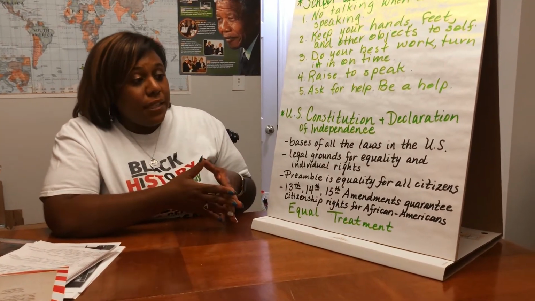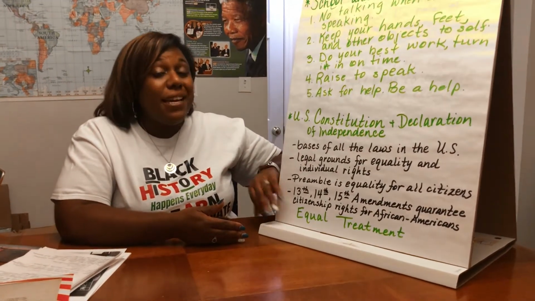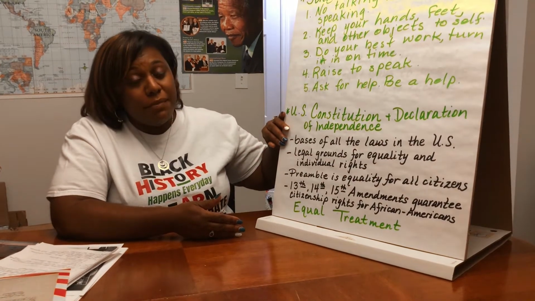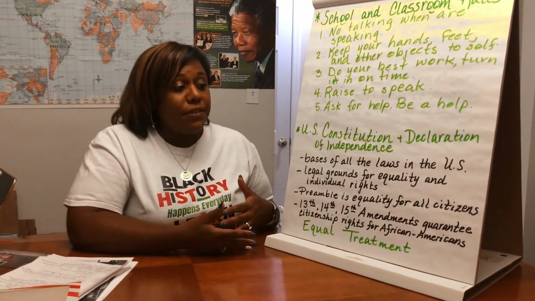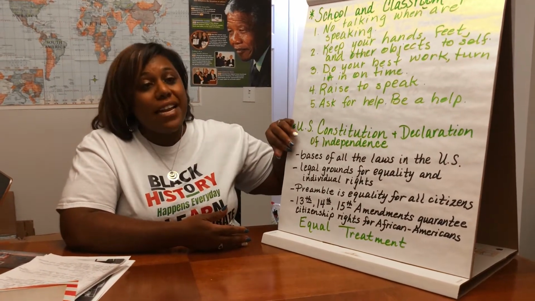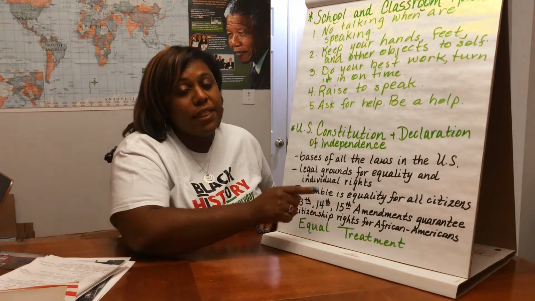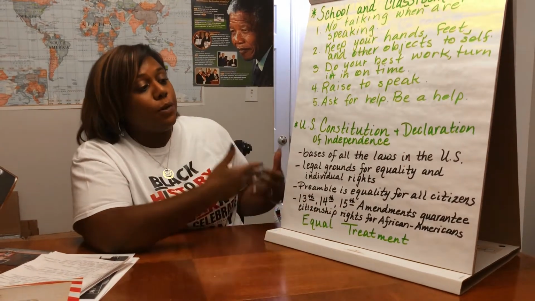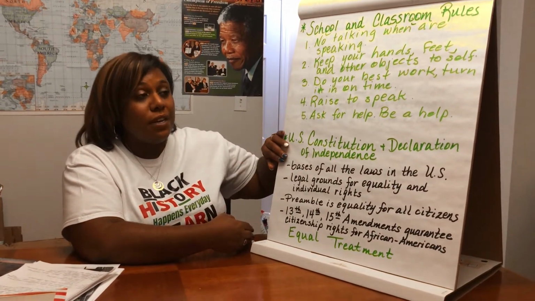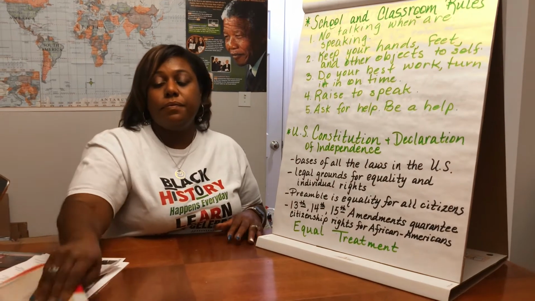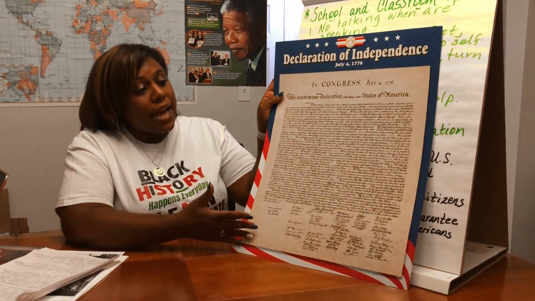And those amendments guaranteed citizenship rights for African Americans, because when the Constitution was made, African Americans in the United States, for the most part, were enslaved. And being enslaved, they were not counted as being equal or having individual rights. And so that's what the 13th, 14th, and 15th Amendment was supposed to do. It was supposed to guarantee African Americans rights under the Constitution that were not there when the Declaration of Independence was originally created and signed.